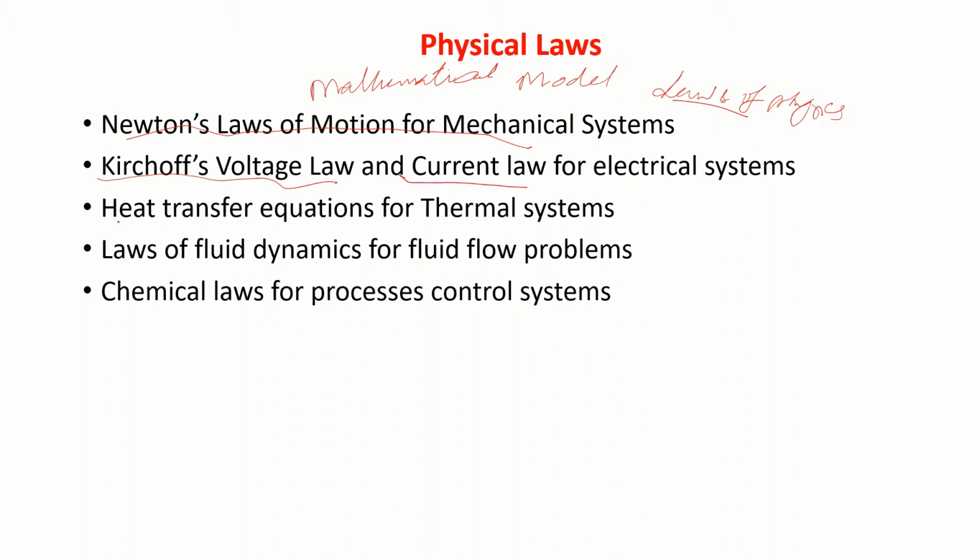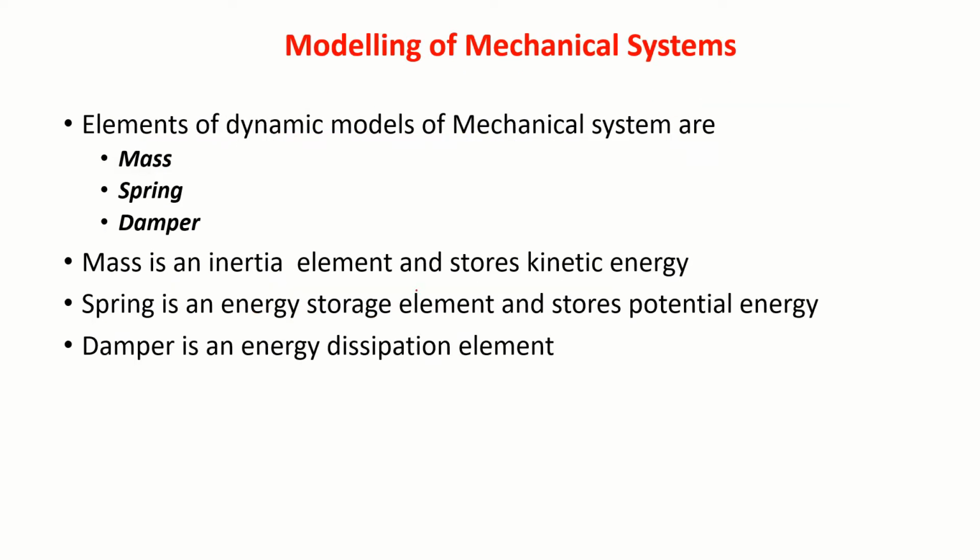When we are modeling thermal systems, we use heat transfer equations. When we are modeling fluid flow systems, we'll use laws of fluid dynamics. And if there are chemical systems, we'll use chemical laws for process control systems. Right? These are the laws. This all we have studied in our earlier classes, and we'll make use of them to convert a physical system into mathematical models with the help of these laws.